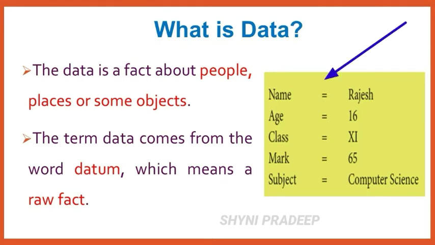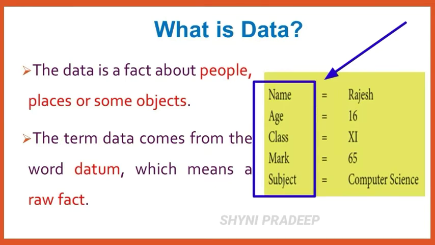See this example. Here name, age, class, marks and subject are the variables. And Rajesh, 16, 11, 65, computer science are the values. Here these values assigned to 5 different variables, that is called data.